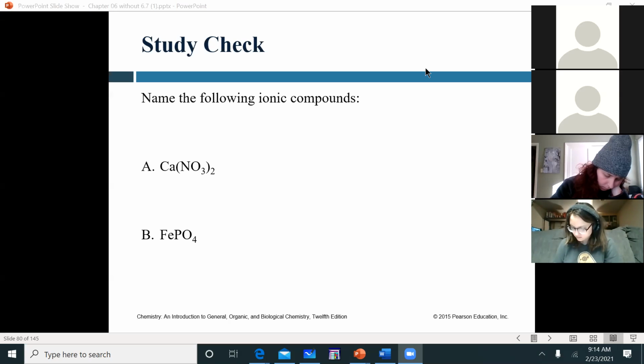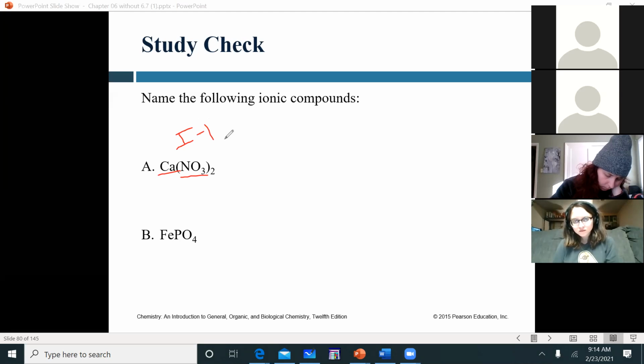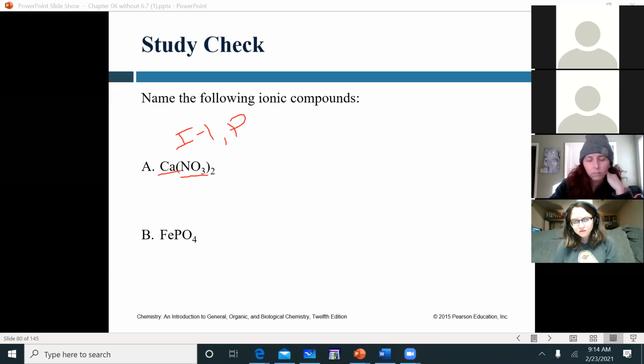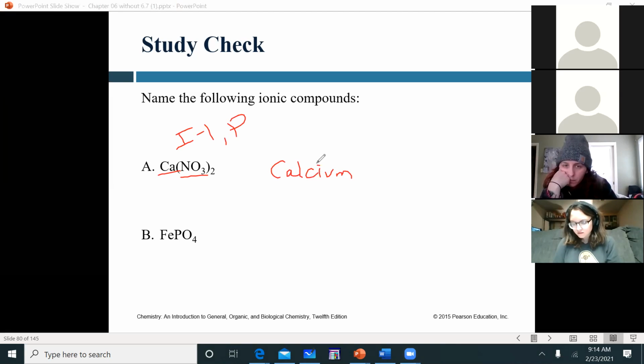Okay, just real quick before you all head out. So this is ionic type 1 with a polyatomic ion. So all I need to do is list the name calcium. I don't need a Roman numeral for it because it's always got a 2+ charge. And then I just name the polyatomic ion. In this case, it's nitrate. Calcium nitrate, and you're done. That is enough information to get you what you need.